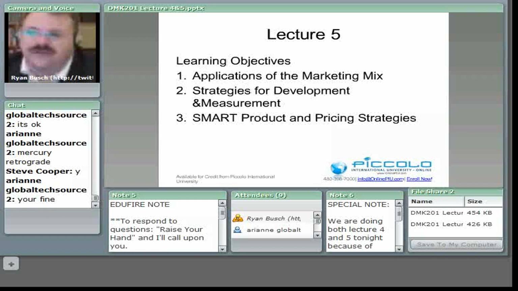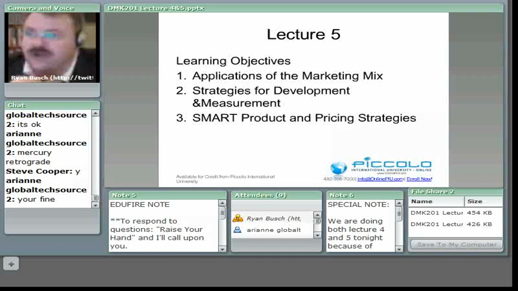Let's go ahead and talk about the applications of the marketing mix, strategies for development and measurement, and SMART product and pricing strategies. For those of you who are asking about the SWOT acronym, I should clarify SMART as well.